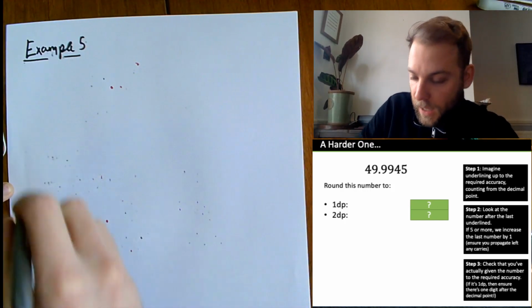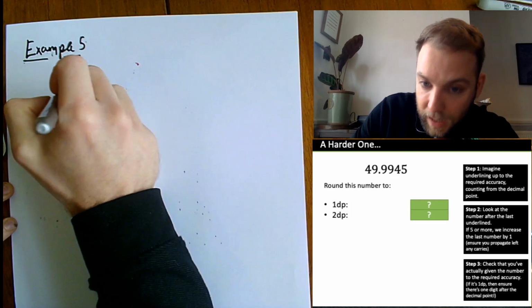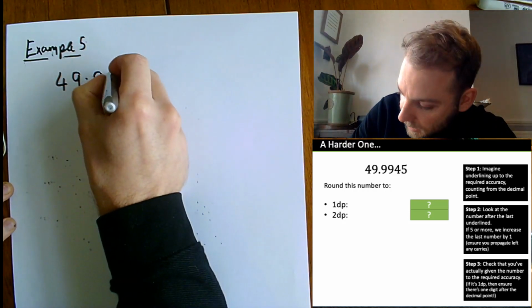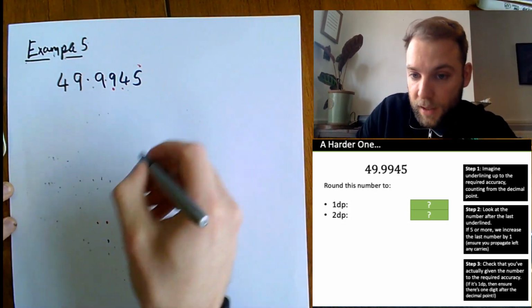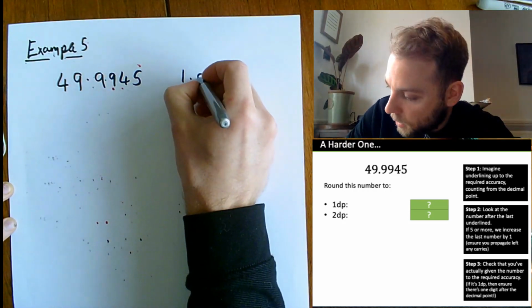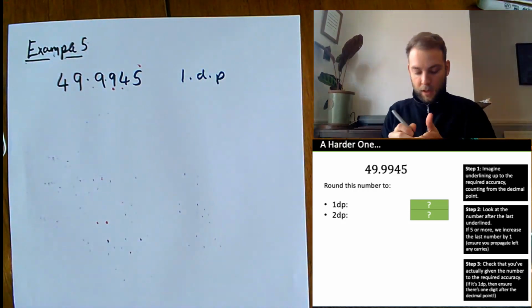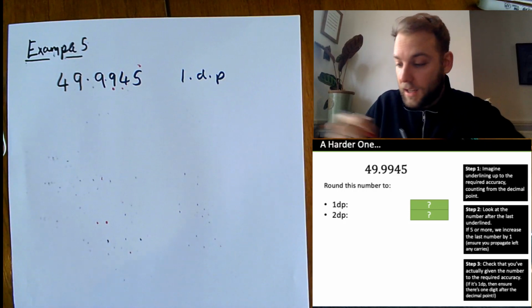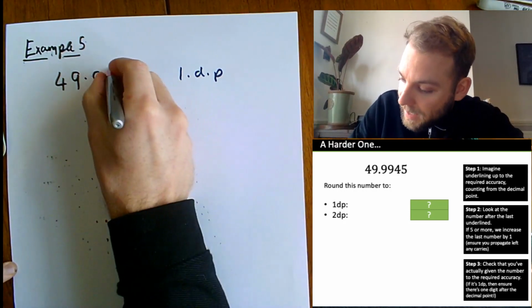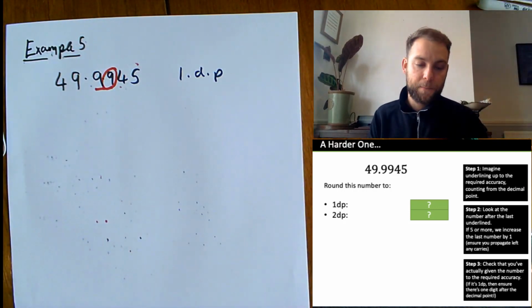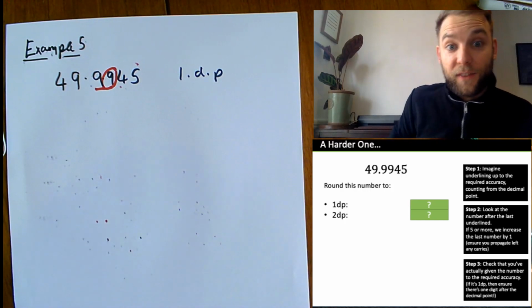So here we've got 49.9945, and the first one, they want it to 1 decimal place. Exactly the same technique. I'm going to underline that first decimal place. This is the one I'm going to be looking at. So it's 5 and above, it means I round up.